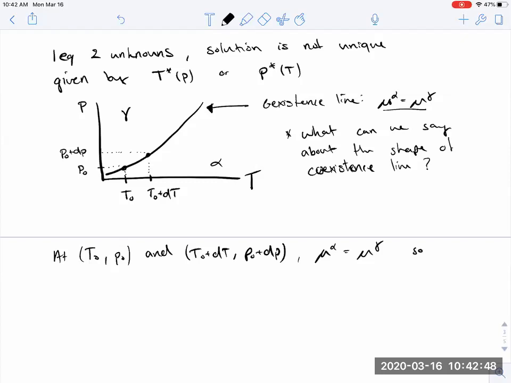It must mean that as I go from T naught to T naught plus dT and P naught to P naught plus dP, the change in the chemical potential for alpha must equal the change in the chemical potential in gamma. Or that if I stay along the line, d mu alpha must be equal to d mu gamma.